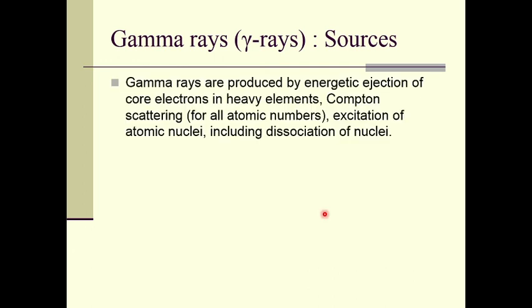Gamma rays are produced by energetic ejection of core electrons in heavy elements, Compton scattering for all atomic numbers, and excitation of atomic nuclei including dissociation of nuclei, right. So, there are also other sources of gamma rays, such as energetic ejection of core electrons in heavy elements. Compton scattering is one of the examples. Excitation of atomic nuclei includes dissociation of nuclei.